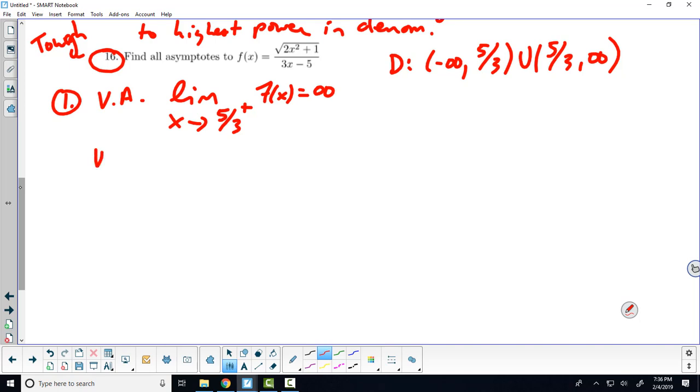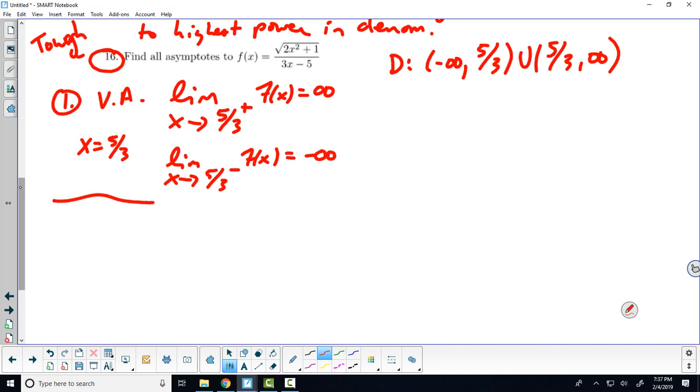This is enough work to say that we have a vertical asymptote where? So x equals 5/3 is a vertical asymptote. Just for fun, let's go at the other direction. And we get minus infinity. Okay? By the same argument. Questions on that? Okay. So that was a section 2.4 question. Now I want to look and see if there are any horizontal asymptotes to this thing.